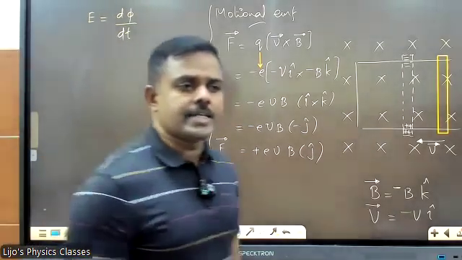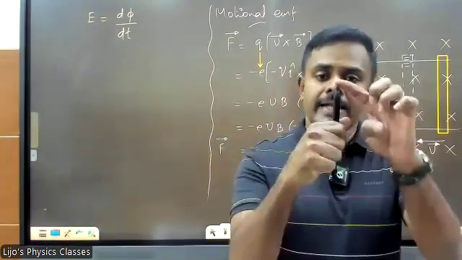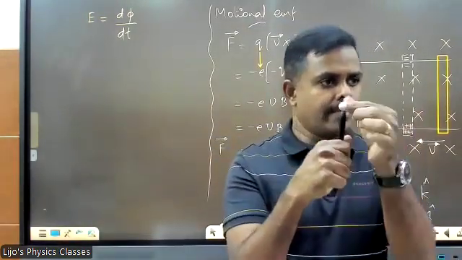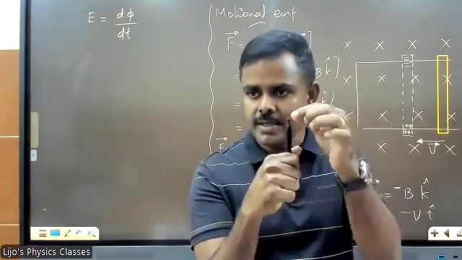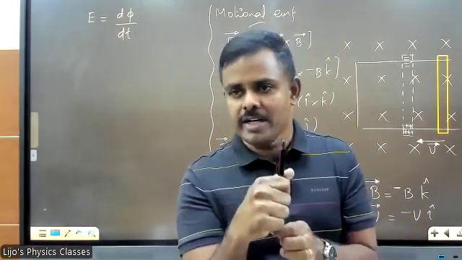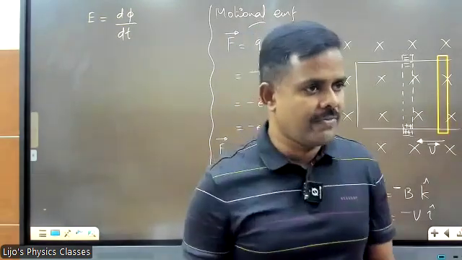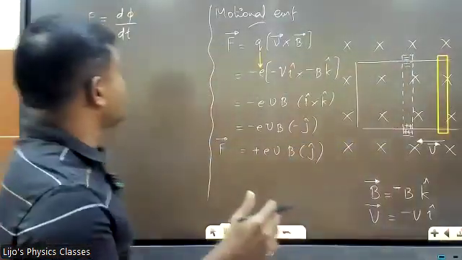Basically, when a conductor is moved in a magnetic field, its ends become polarized. One end becomes positive, the other end becomes negative. The ends get polarities, and this is known as motional EMF. Got it? Right. So next line you can write.